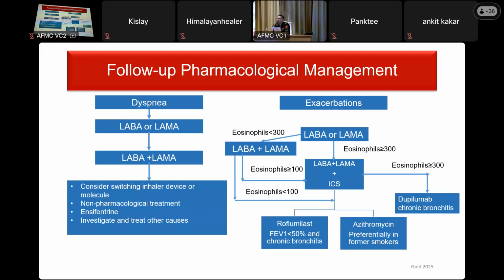While if the patient is having recurrent exacerbations, then we start with LABA or LAMA. But if the patient continues to have symptoms and the eosinophils, the AEC, is more than 300, then we can add on ICS also. That means the patient will be on ICS plus LABA plus LAMA. But if the patient is on LABA and LAMA and the eosinophils are low, then we can think of adding roflumilast or azithromycin if the patient still does not improve.